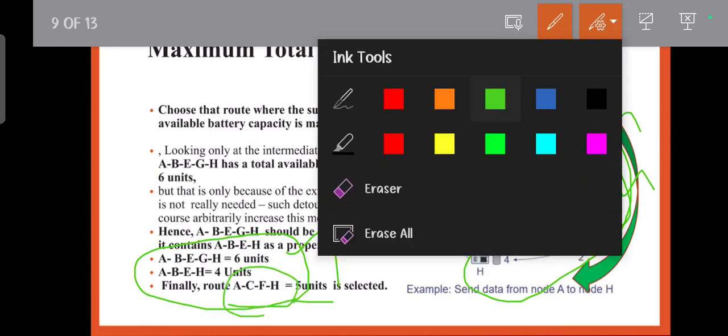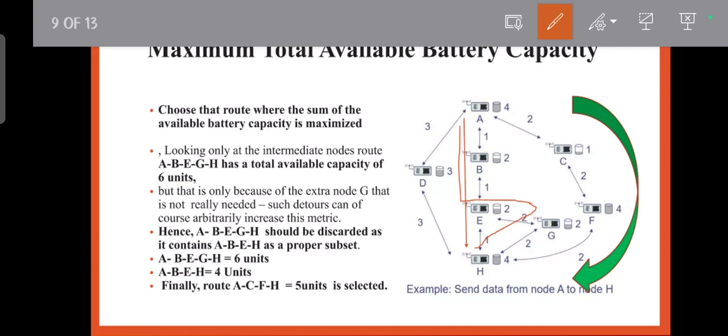Why? In the path A, B, E, G and H, the node G is an unwanted one, because that additional node alone adds plus 2 to the battery value. But the actual subset is only A, B, E, right? So the proper subset will be considered, and the remaining node G will be discarded. In that case, we go with the other option which has the maximum battery capacity, A, C, F and H. Clear?